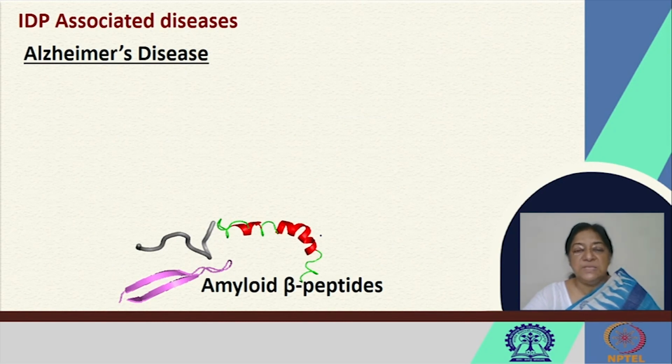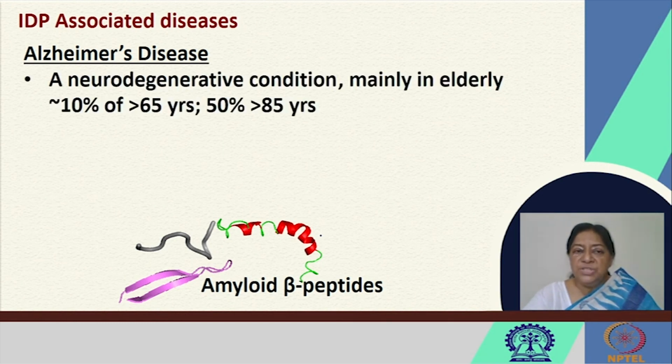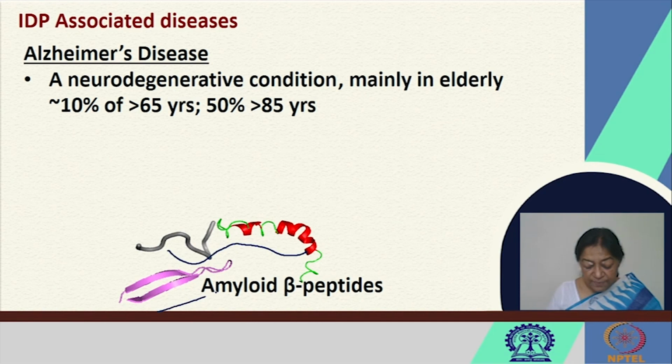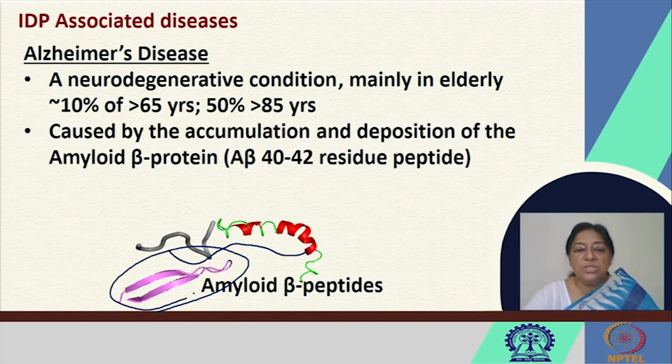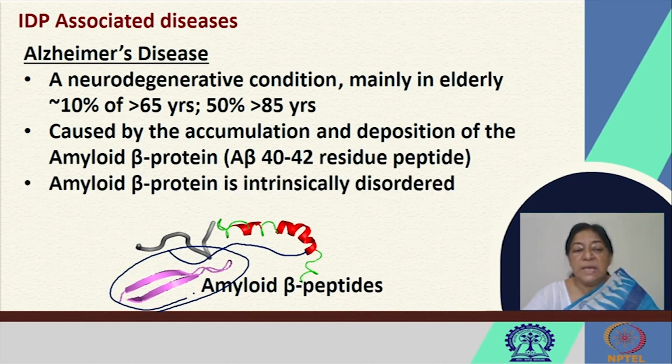So when we look at Alzheimer's disease in these IDP associated diseases, it is a neurodegenerative condition that is found mainly in elderly patients, approximately 10% over 65 years and 50% over 85 years. And the structural aspects that we see, the variations in the structure, result finally in these amyloid beta peptides that deposit in the brain as amyloid plaques. So this is caused by the accumulation and the deposition of the amyloid beta protein. This amyloid beta protein is intrinsically disordered.